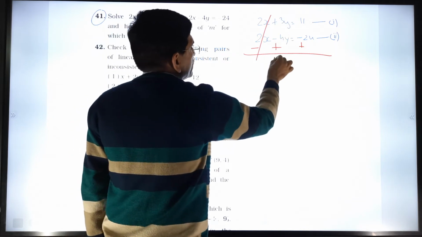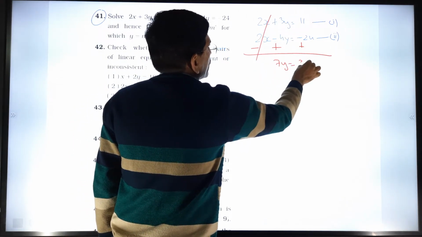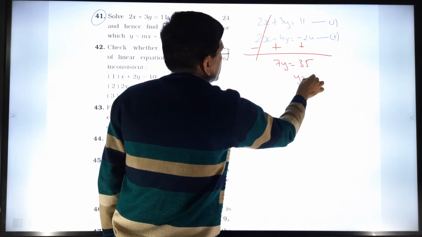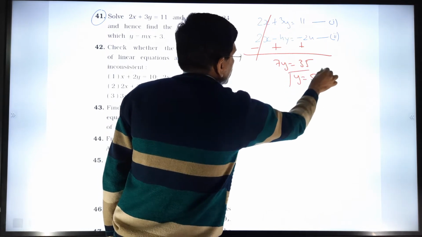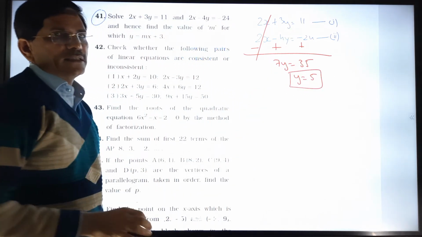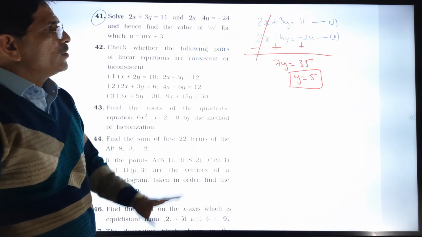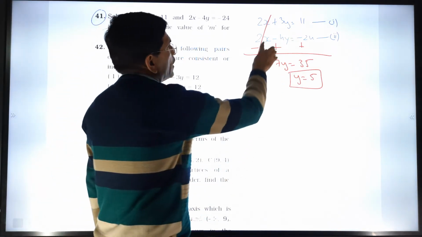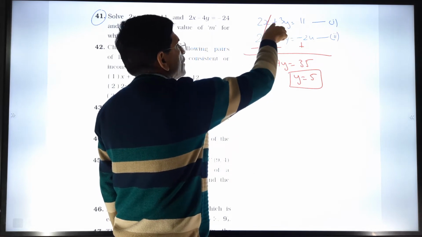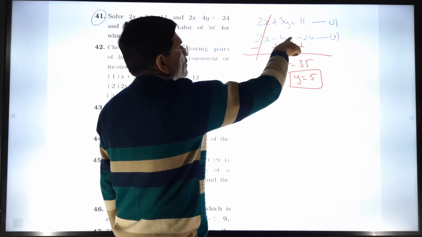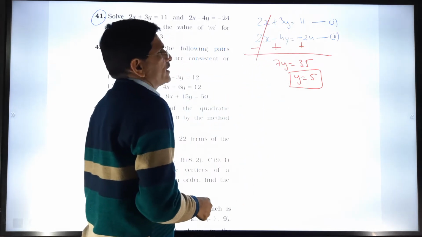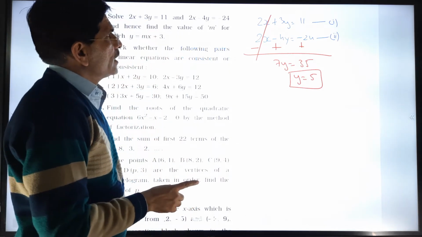So 4 plus 3, that is 7y is equal to 35. So we can easily get y is equal to 5. Too easy, according to me, if we go through this. So we get the value of y is equal to 5. 2x plus minus 2x cancel, plus 3 plus 4, that is 7, 11 plus 24, that is 35. Now what do we have to do?